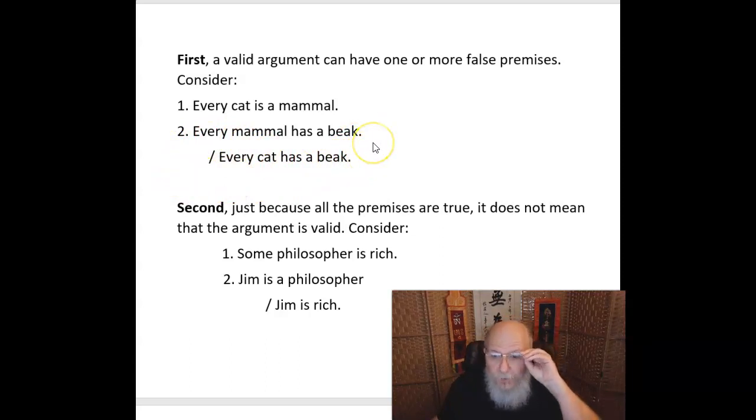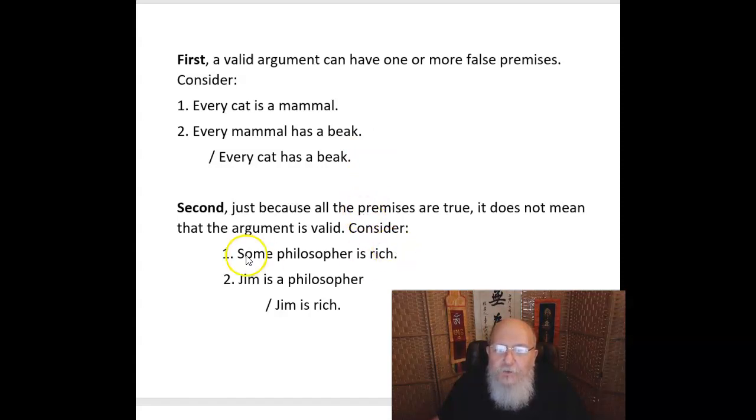Now second, just because all the premises are true, it doesn't mean that the argument is valid. Some people will think that just because they sling together a bunch of true statements, and then make another statement, that conclusion is true just because they've said these other true statements. You see politicians doing this all the time. But the conclusion has to be connected in the proper way with the premises. That's what would make it valid.